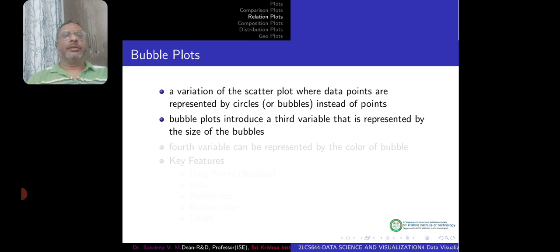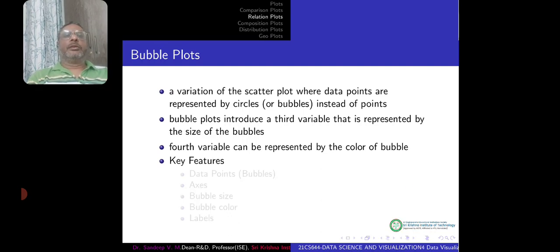decide the size of the bubble, and we can also use a fourth variable which will be of discrete type or categorical, and each category can be represented by a different color of the bubble. So the key features: the data points represented by bubbles, the axis, what is x-axis, what is y-axis, then we have bubble size, and then we have bubble color, and of course labels and legends are a must.